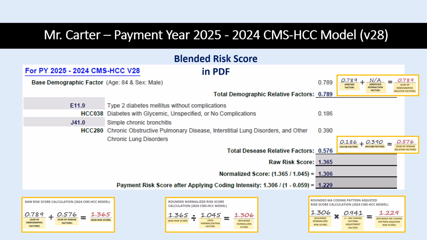Since we are using the Part C CMS-HCC model to calculate Mr. Carter's risk score, we also need to apply the MA coding pattern adjustment factor. To do this, multiply the rounded normalized risk score, which is 1.306, by 1 minus the MA coding pattern adjustment factor, 0.059, which is 0.941, to get the MA coding pattern adjusted risk score of 1.22894. We must round this number to the third decimal place to get a rounded MA coding pattern adjusted risk score of 1.229. This is Mr. Carter's risk score using the 2024 CMS-HCC model.